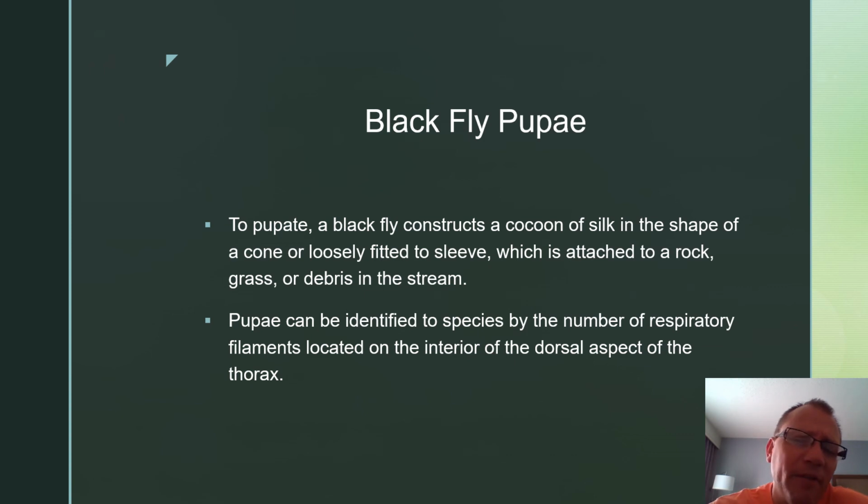When looking at the black fly pupa, the pupa constructs a cocoon of silk in the shape of a cone or loosely fitted sleeve, which is attached to a rock, grass, or debris in the stream. Pupae can be identified to species by the number of respiratory filaments located on the interior of the dorsal aspect of the thorax.